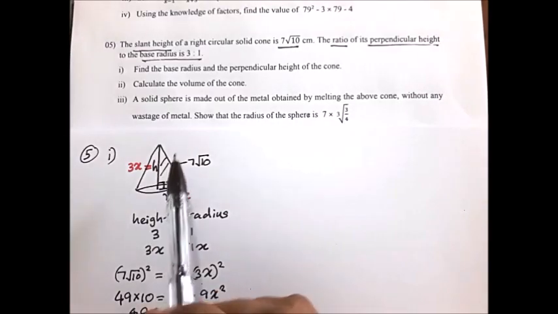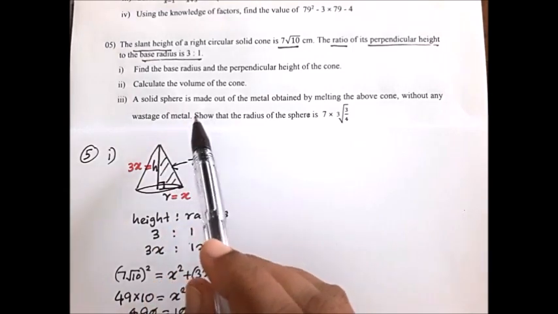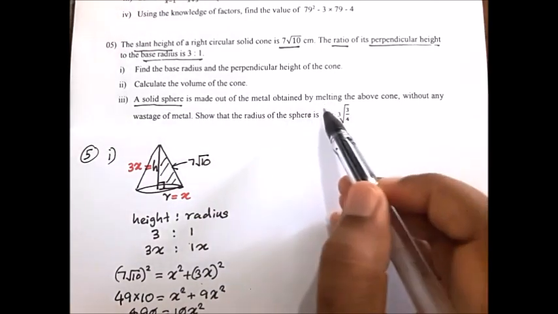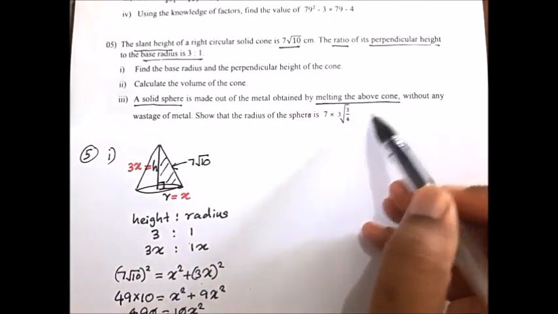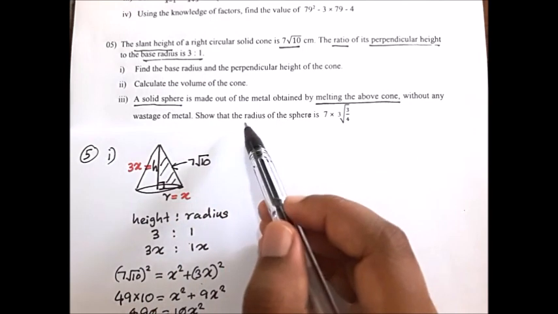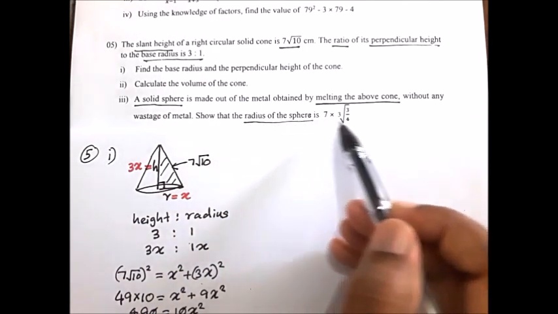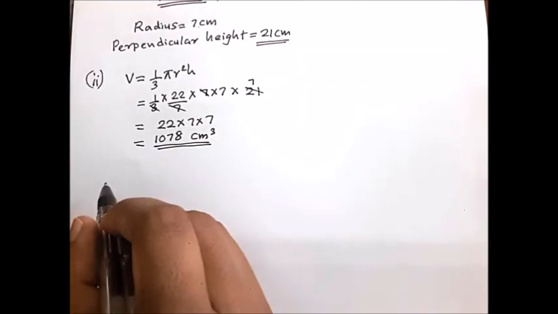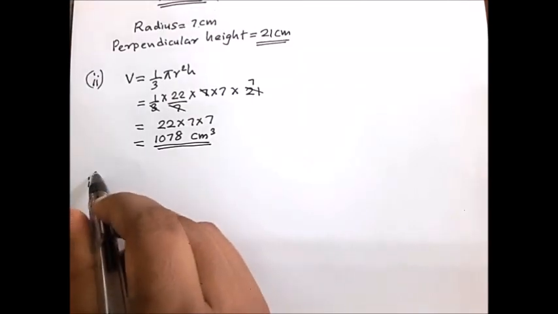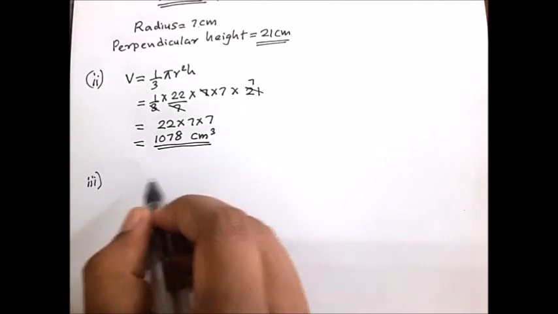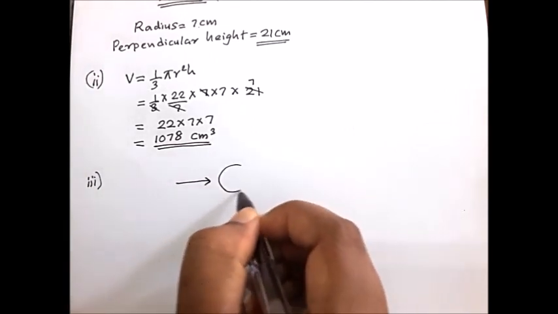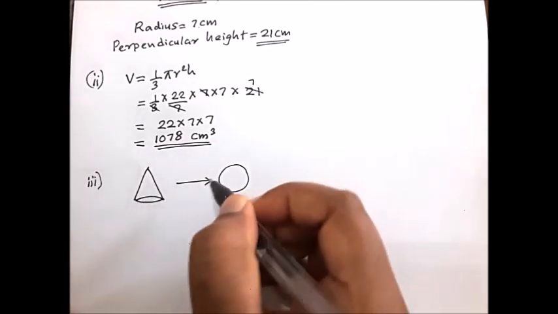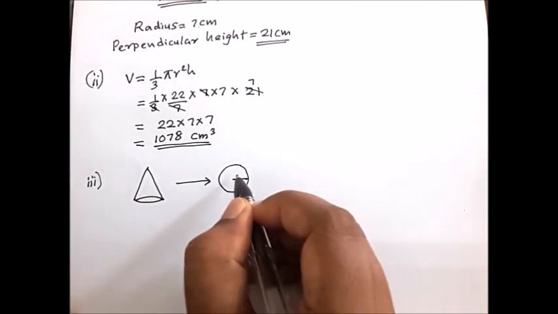Look at the third one. A solid sphere is made out of the metal obtained by melting the above cone without any wastage of metal. Show that the radius of the sphere is 7 times the cubic root of 3 over 4. Third part. A solid sphere is made out of melting the cone. Take the radius of the sphere as r.